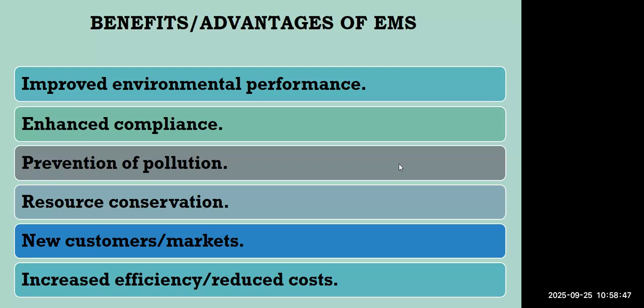And you have increased efficiency and reduced cost. But think about accidents. Being certified, how can that flow over into workplace accidents if you have your environmental management system? Would it decrease workplace accidents? What do you think?